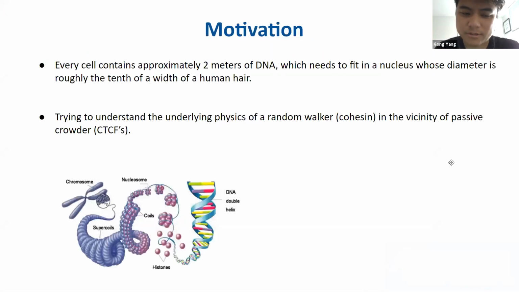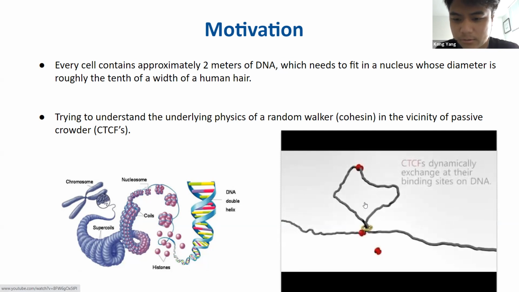Random motion is found all around us in nature. The random motion that we are interested in is the protein walking on a DNA strand. A DNA strand is approximately 2 meters long and it needs to fit inside of a nucleus. So a DNA strand needs to form loops in order to be small enough to fit inside of a nucleus.